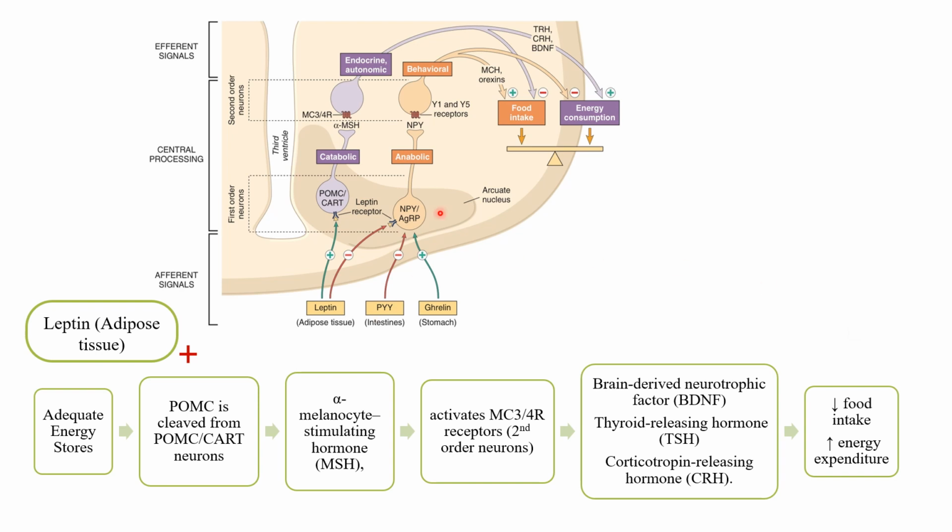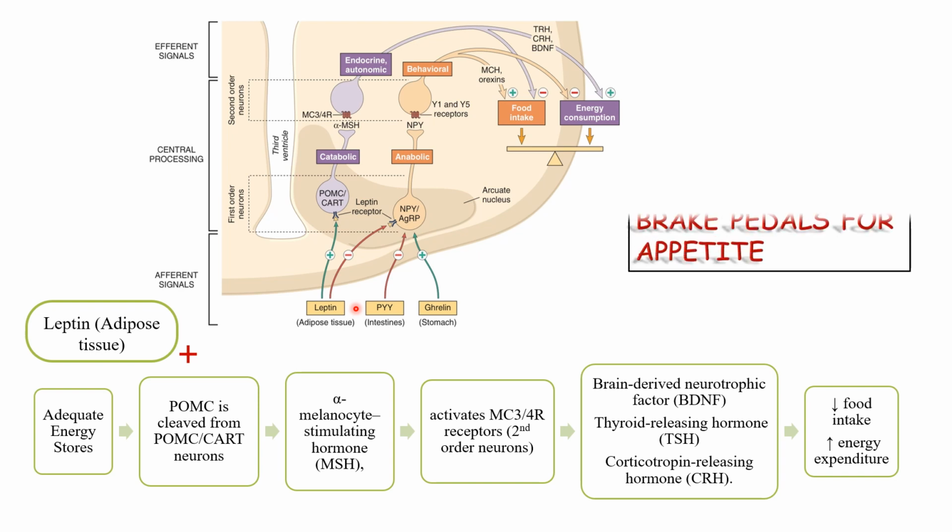So your POMC and CART set of neurons are increasing your energy expenditure, they are decreasing your food intake, therefore they are called brake pedals for appetite. So they are decreasing your appetite, they are putting a pause on your appetite, so they are called brake pedals for your appetite.